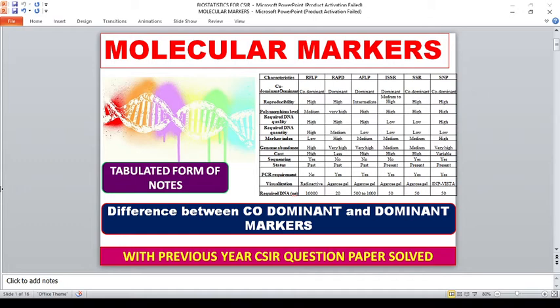In today's video, we are going to study about molecular markers. I have made this video for notes, in a tabulated form, covering the characteristics and features of different types of molecular markers. This will be very helpful for students preparing for the CSIR, TBT and GATE exams. I have added the difference between codominant marker and dominant marker, as many questions have been asked on this topic. At the end of this video, I have also discussed the previous year question paper asked from this topic.